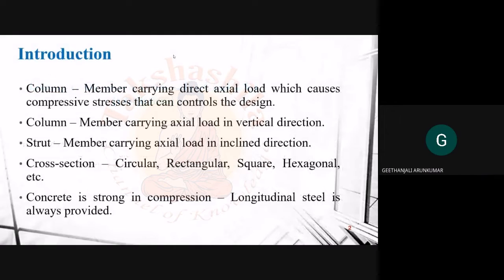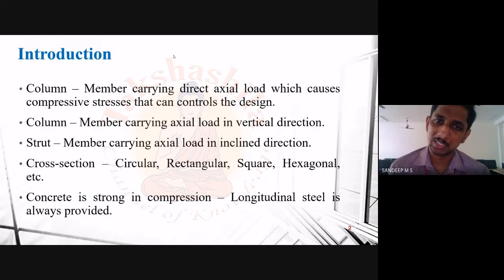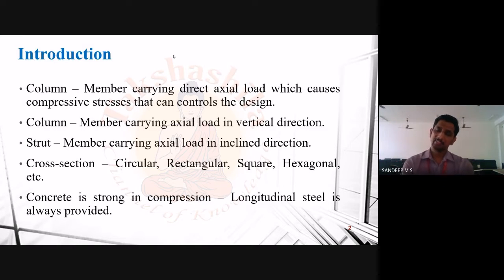Yes, sir, it is. So basically, a column is a member which is carrying direct axial load. In normal cases, we assume that it is taking up an axial load which causes compressive stresses that can control the design. The major difference between a column and a beam, as Geetanjali was mentioning, is that beams are flexural members, whereas columns are compression members. The compressive action will be predominant in columns, whereas in beams flexural action is predominant.